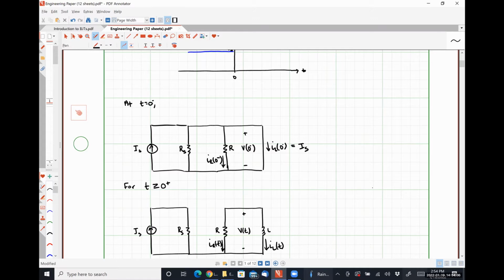It has to be the exact same value because we know that the inductor current cannot change abruptly, right? So what that means is that the inductor had some amount of stored energy, and it still has that exact same amount of stored energy at that instant in time, t is equal to 0 plus.